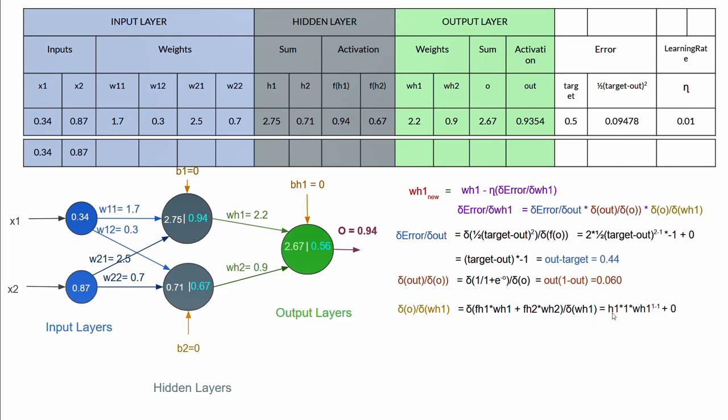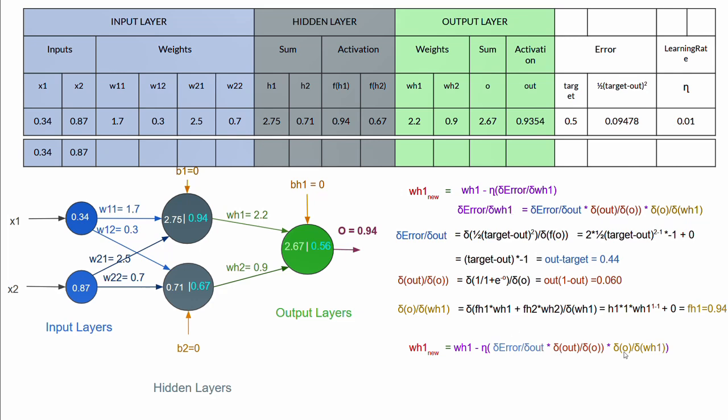So this in turn will get h1. So you will get this value, and this will be 0. Then we substitute the value f of h1. What is this value? f of h1 is 0.94. So we have all the three components. Then we can derive this, the error by dWh1.